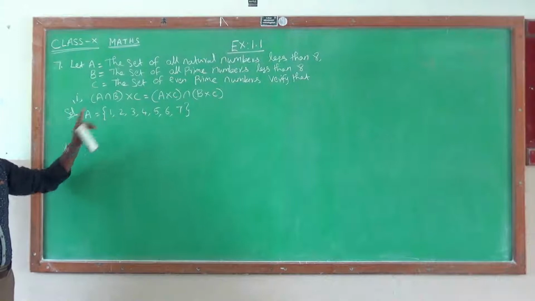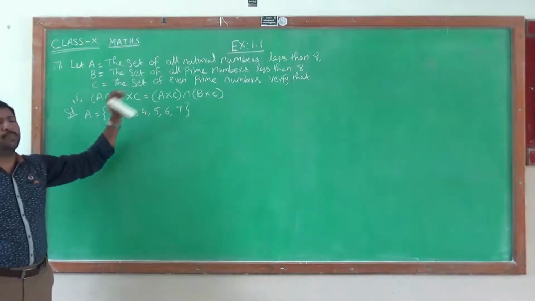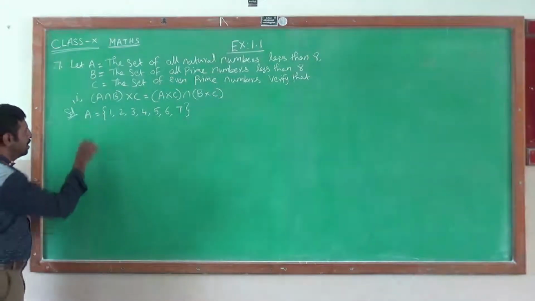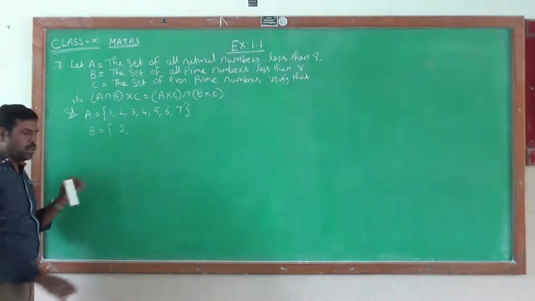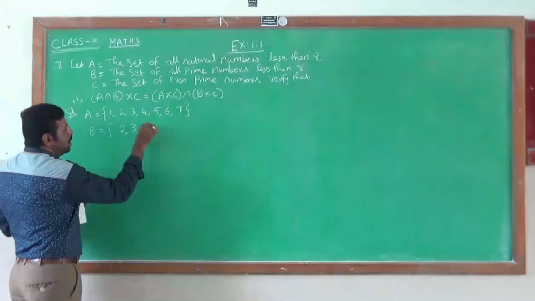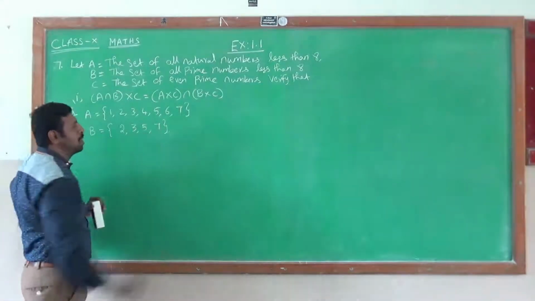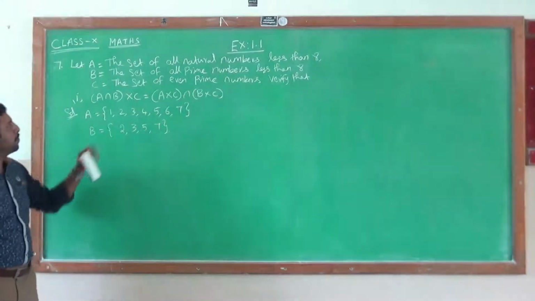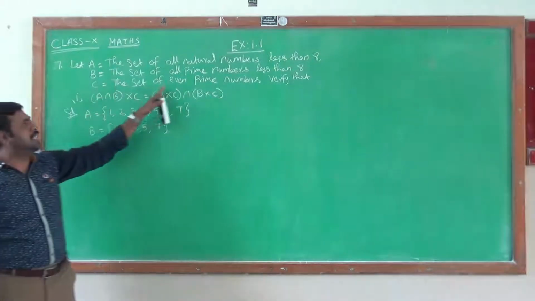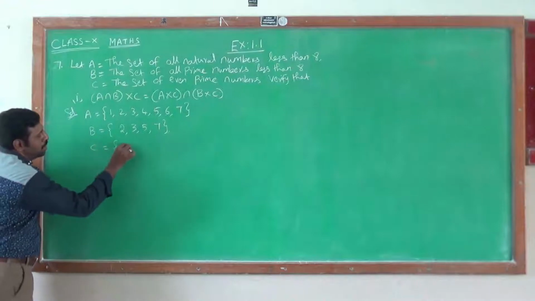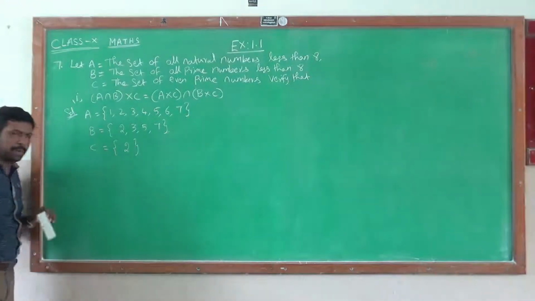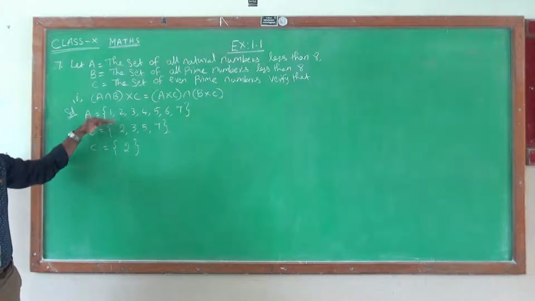Then set B, the set of all prime numbers less than 8. We know the prime numbers, right? The prime numbers less than 8 are 2, 3, 5, 7. Then the set C is given as the even prime numbers. We know only one number, that is 2, is the even prime number. Now we have found the sets A, B, C.